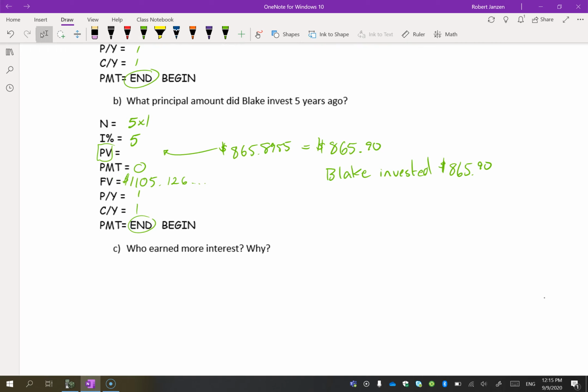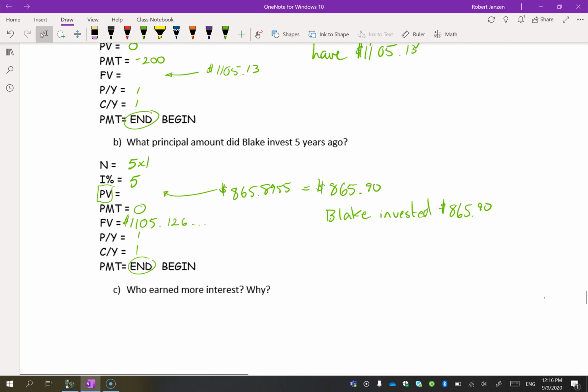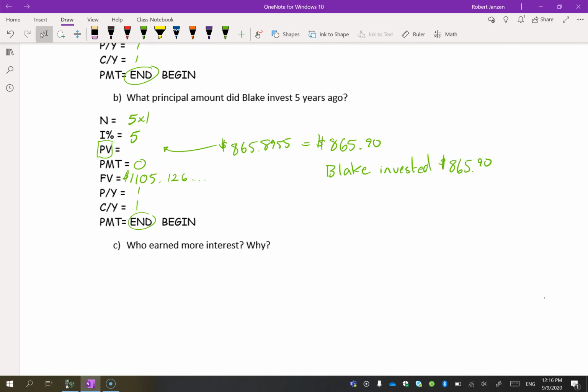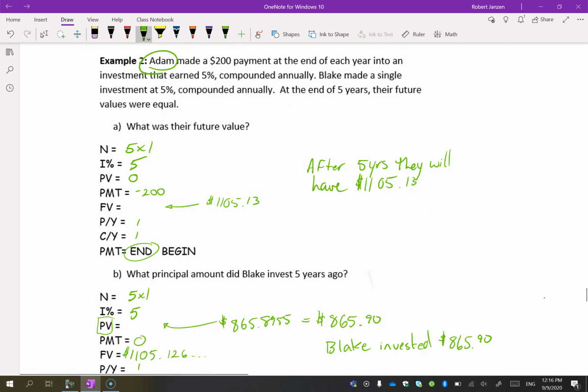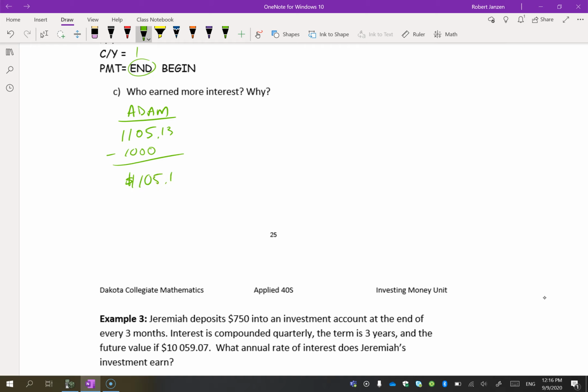And then it says, who earned more interest? Well, how would you do that? Well, let's see. We have Adam. Adam ended up with $1,105.13, and he invested $1,000. So he made $105.13 in interest.